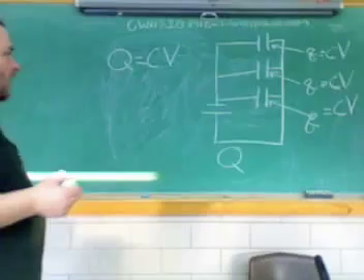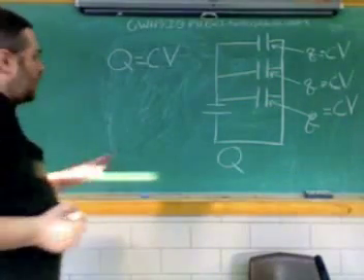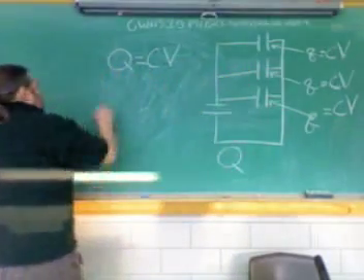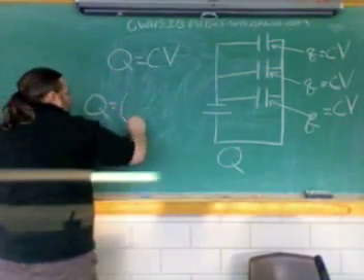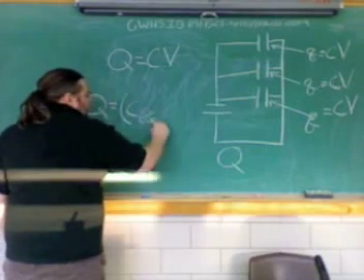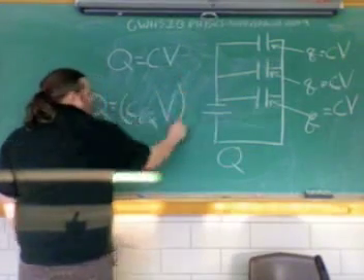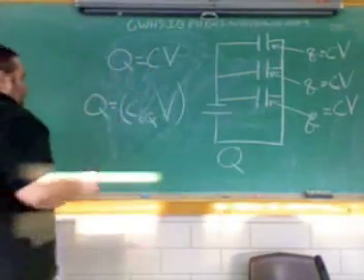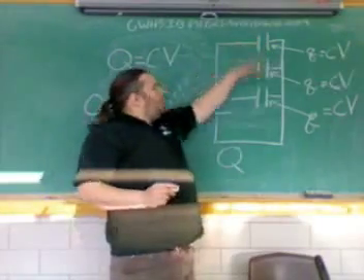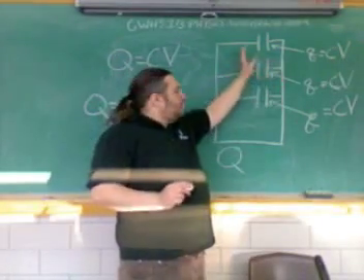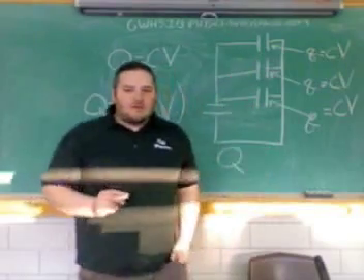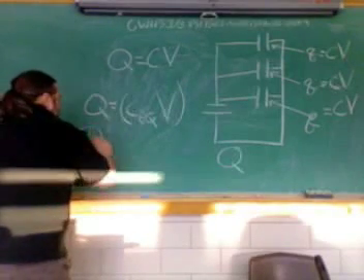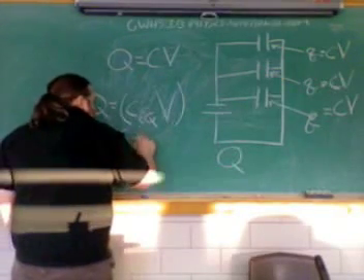Cool? Now, for the total charge being stored, because the system is in parallel, not in series, we simply say the total charge is going to be equal to the equivalent capacitance times the voltage. That means the equivalent capacitance is, if I were to replace all three capacitors with one capacitor, the equivalent of those three, times the voltage. Well, in parallel systems, that equivalent capacitance is just an additive property.